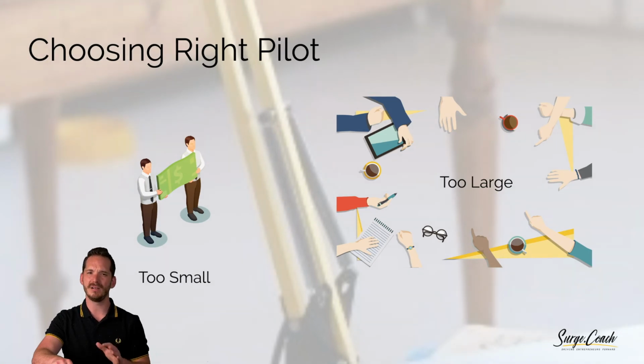Choosing the wrong pilot can cause a whole bunch of issues. If you go too small, no one cares. No one believes you. If you go too large, you won't get results quickly enough. And I recommend getting some form of results within 3 to 6 months. If you don't get those results, then how can you want to scale that in an appropriate time frame?